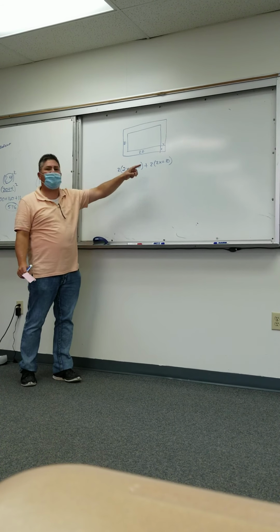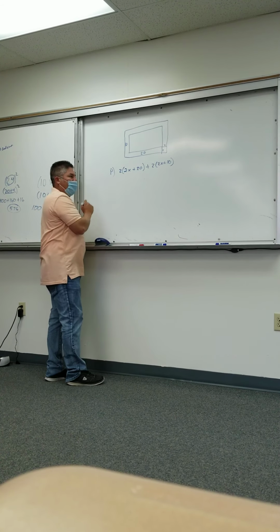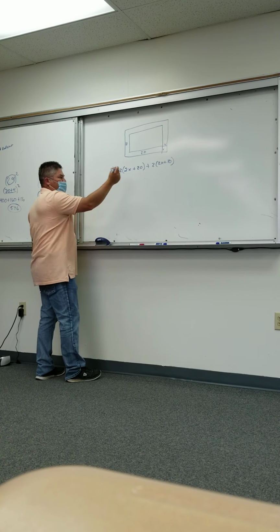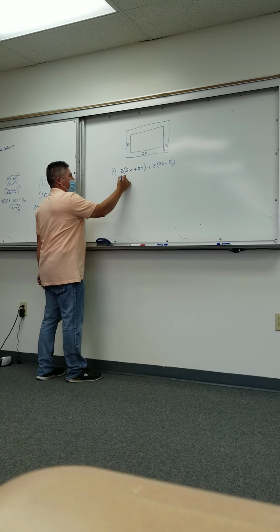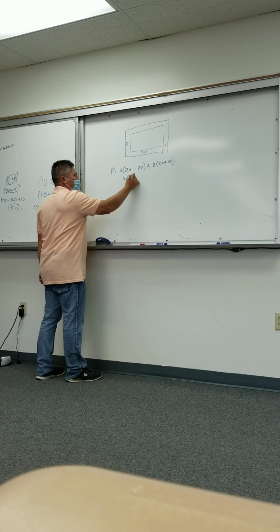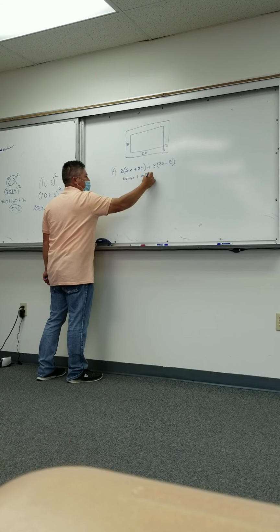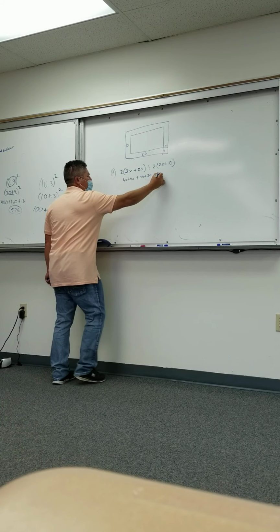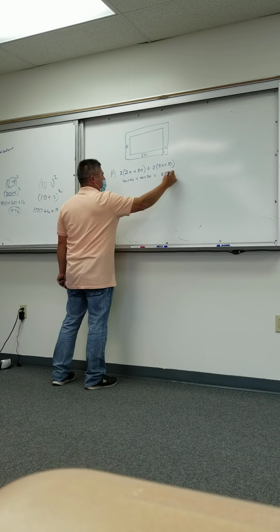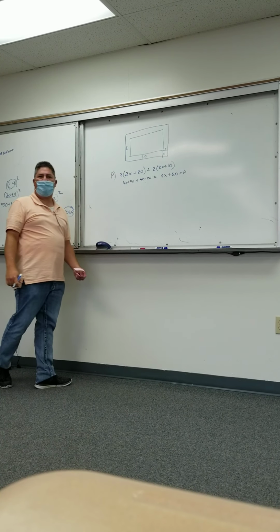Okay, so I'm going to distribute, but then I'm going to add like terms, is all. So this is perimeter. What am I going to get? Go ahead and distribute for me. 4x plus 40, plus 4x plus 20. Add the like terms: 8x plus 60. That equals the perimeter. Everybody got it?